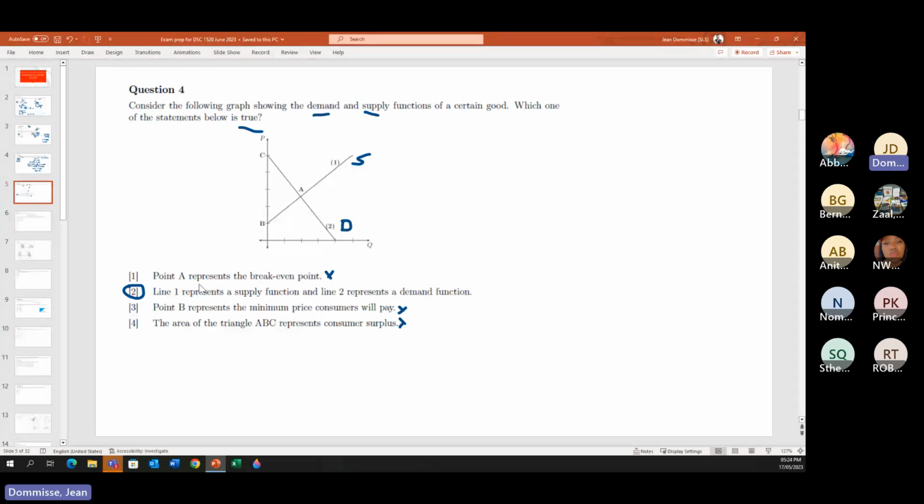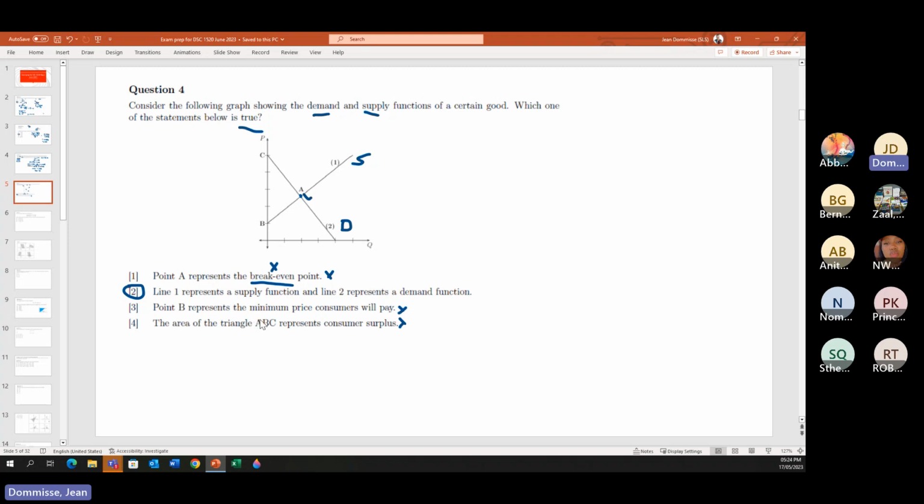Okay, point A represents the break-even point. What is that point? Equilibrium point. Perfect. Awesome. So it's not break-even, it's the equilibrium point. Okay, so that's why number 1 is wrong.